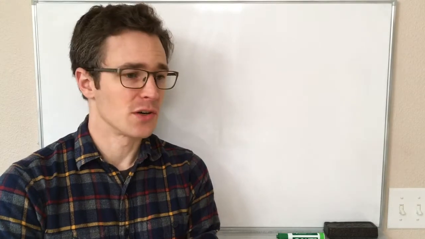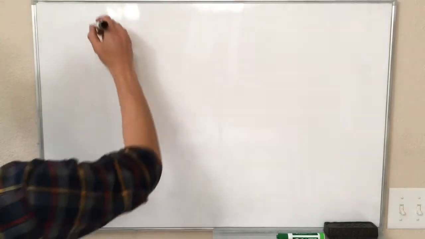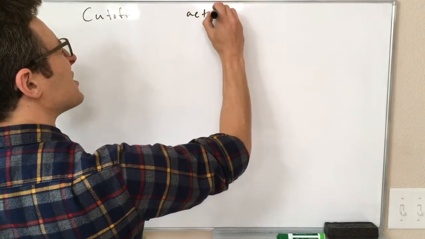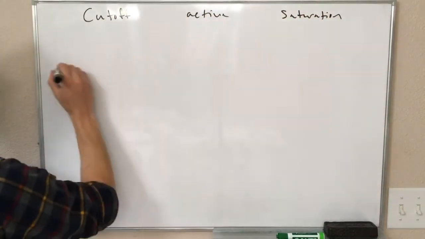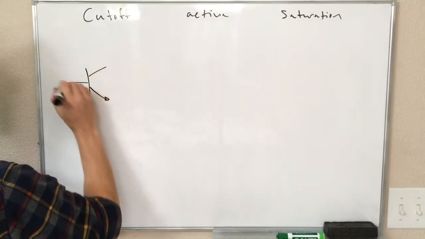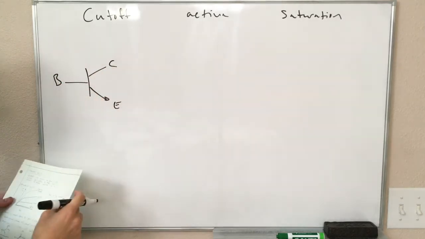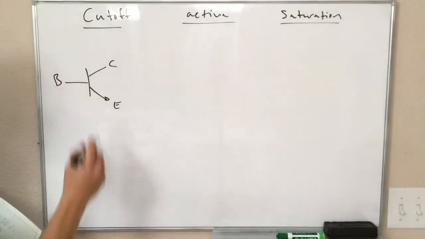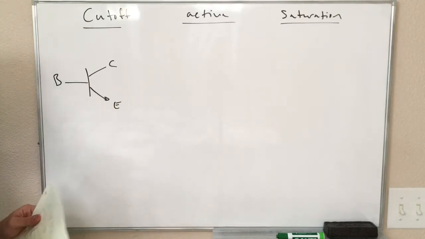Now we're going to look at our three different transistor operating modes in a little more depth. As a reminder, we can have our transistor in cutoff, active, or saturation. And our transistor looks like this: base, collector, emitter.